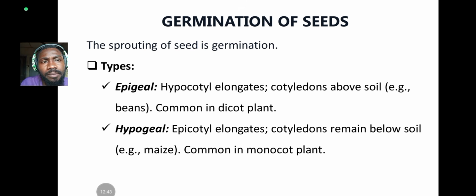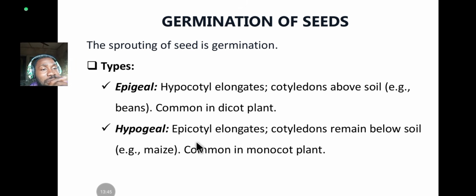That's epi. All right. So in epigeal germination, the hypocotyl elongates. What is hypocotyl? When you hear the word hypocotyl, just know that it is the part below the cotyledon. The part below the cotyledon elongates in epigeal germination, and the cotyledon is above the soil. So the cotyledon comes out with the epicotyl. The epicotyl is short. Examples of plants that undergo epigeal germination are dicot plants like beans, cowpea, peas, and so on.